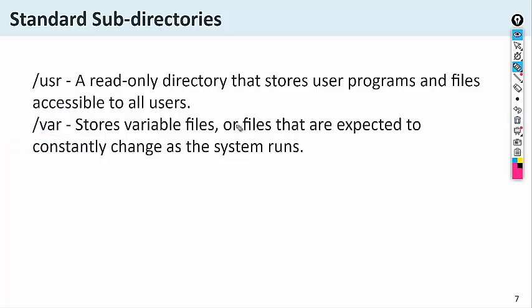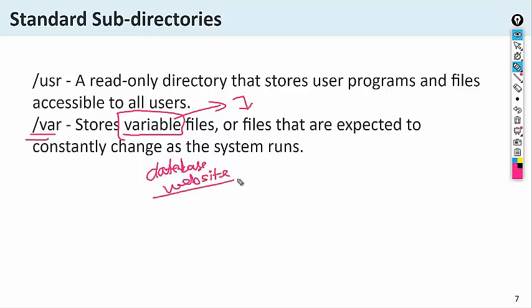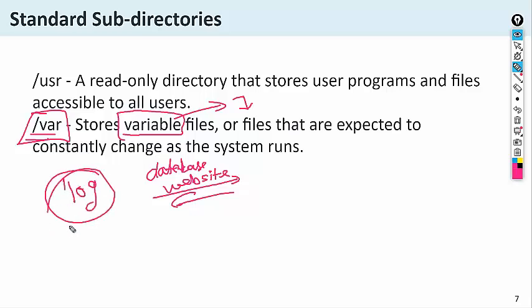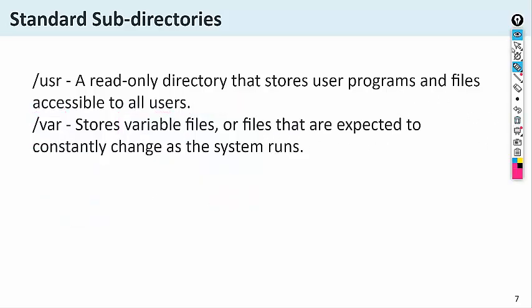/var is a directory which stores variable files. Variable files means files that are going to increase or decrease at the time of use, like a database or website size, which may increase or may decrease. These types of files are stored in /var, or you can say the log files. So these files are stored in this particular directory.